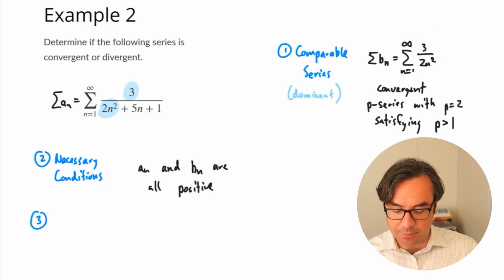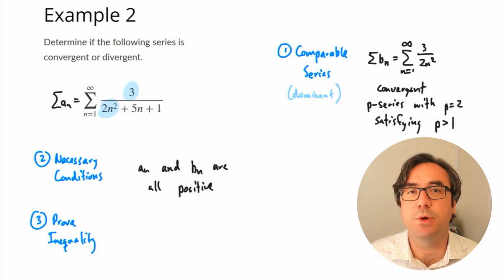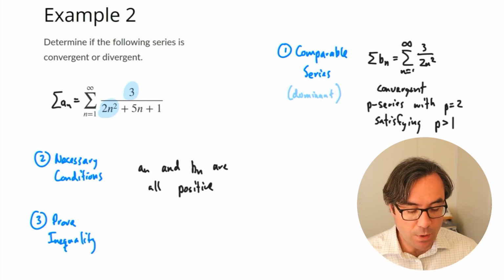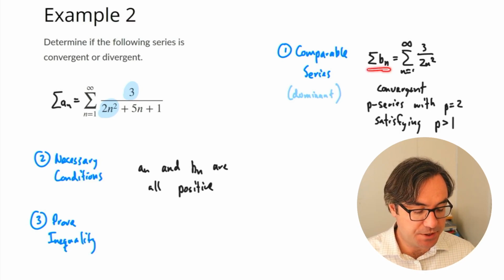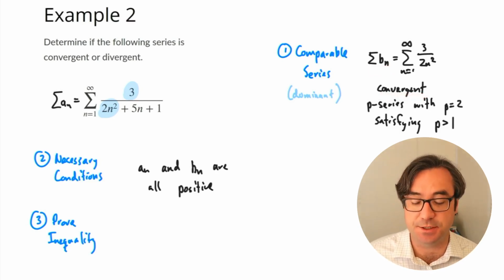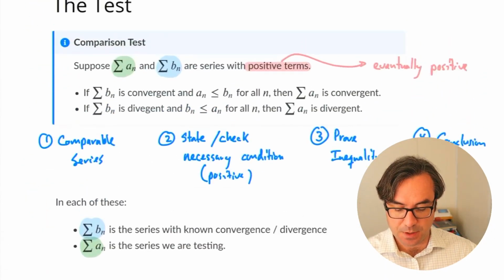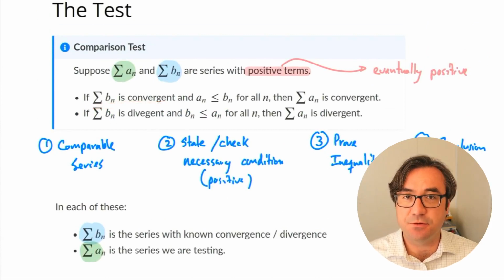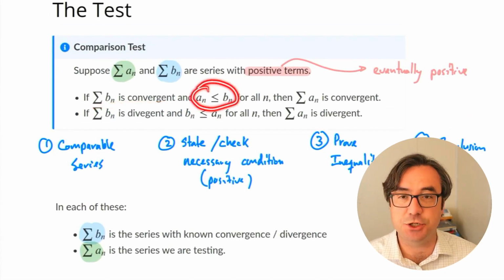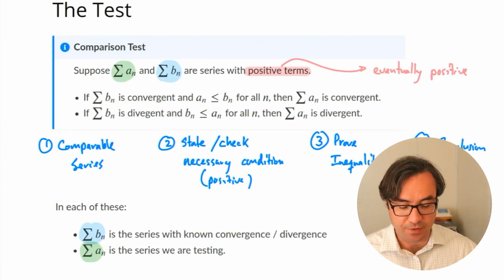Now we want to prove the inequality. What inequality do we want to show? We found our comparable series, and we know it is convergent. So if we go back up to our test, when we know sigma bn is convergent, the inequality that we want to show is that an is less than or equal to bn. So let's prove that.